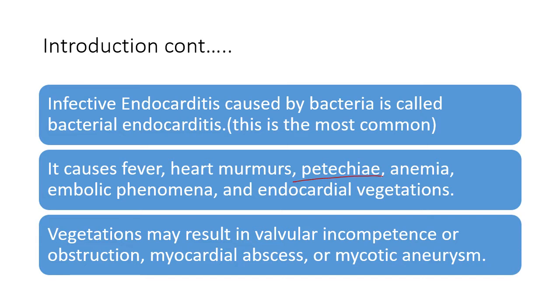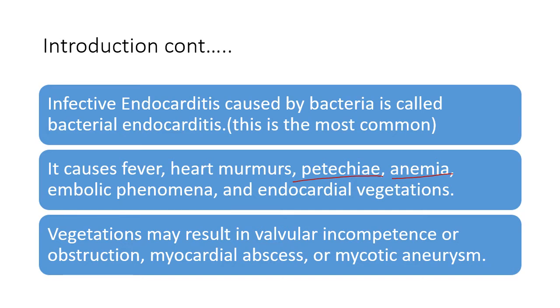Also, there will be petechiae, anemia, and embolic phenomena. Of course, embolic phenomena, remember, when the heart valves are inflamed, there will be turbulent flow of blood. We say the normal blood flow pattern is laminar. So when you disturb the valve, you lose that laminar blood flow, and the flow will become turbulent. Turbulent blood flow is a risk factor for thrombosis. That's why we say there will be embolic phenomena. And finally, these bacteria will form vegetations.